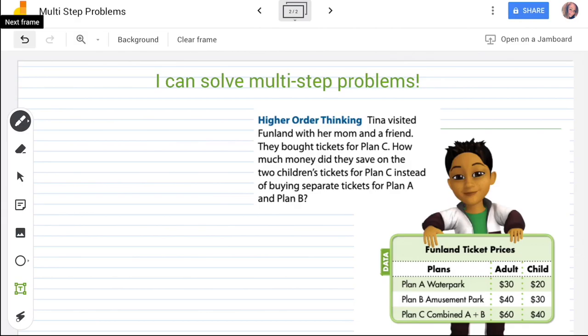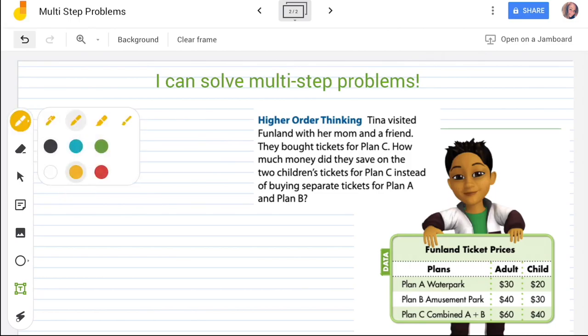Tina visited Funland with her mom and a friend. They bought tickets for Plan C. How much money did they save on the two children's tickets for Plan C instead of buying separate tickets for Plan A and Plan B? There's a lot of information in this problem. Let's go back and take an additional look. So we know that Tina went with her mom and a friend. They bought tickets for Plan C.